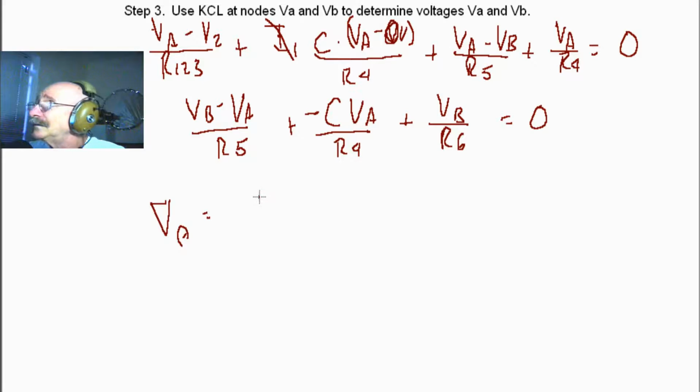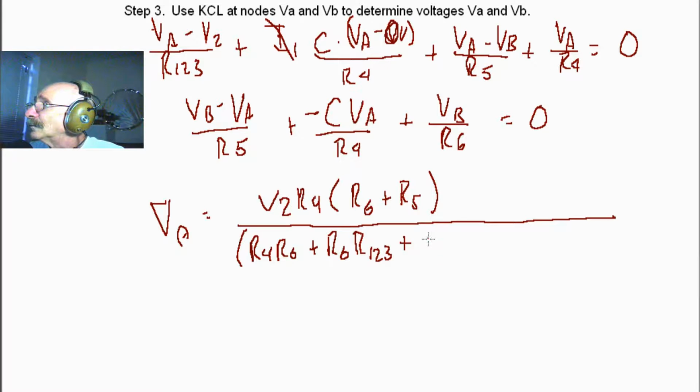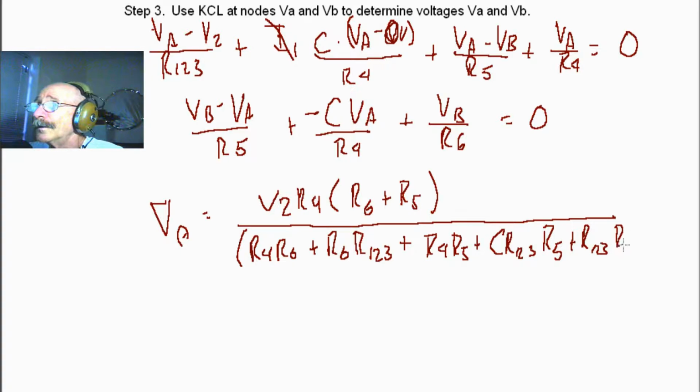VA is equal to V2 R4 times R6 plus R5 divided by, it's a long equation here, all in parentheses, R4 R6 plus R6 R123 plus R4 R5 plus C R123 R5 plus R123 R4 plus R123 R5. Alright, and then well, that was long.